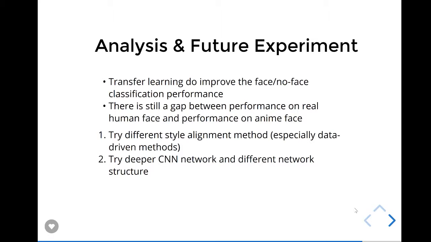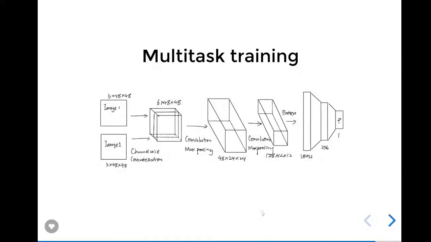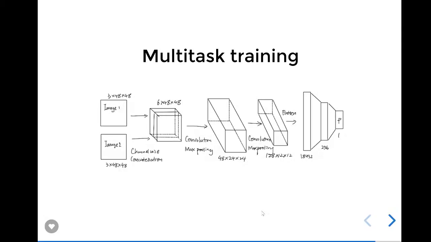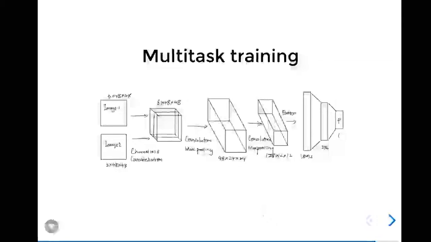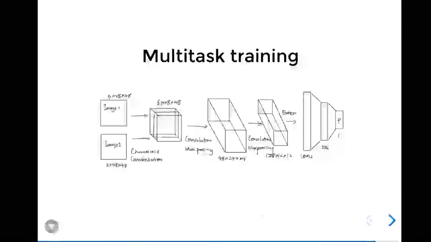And in future work, we will try different style alignment methods and different CNN networks and network structures. For future work, we have a model designed by ourselves. It contains two parts. One is a content extraction network that adopts a pre-trained VGG16 network in part to extract content features, and then we can do training with two images as a pair. Image 1 comes from a human face and image 2 comes from an animation face.